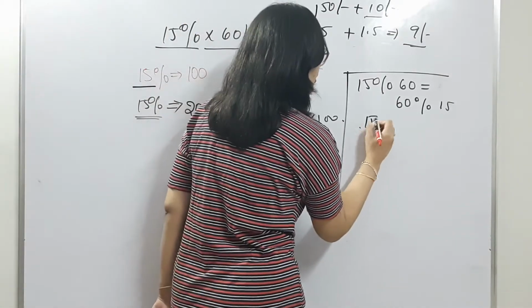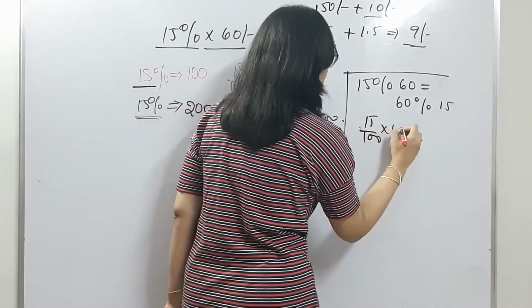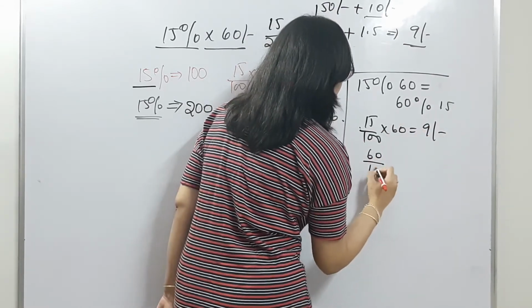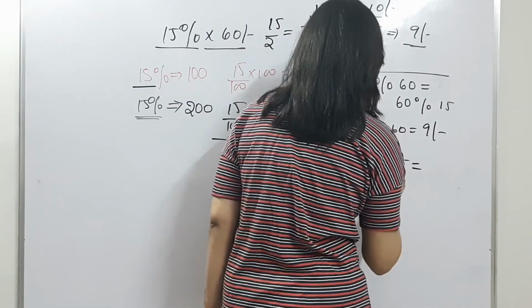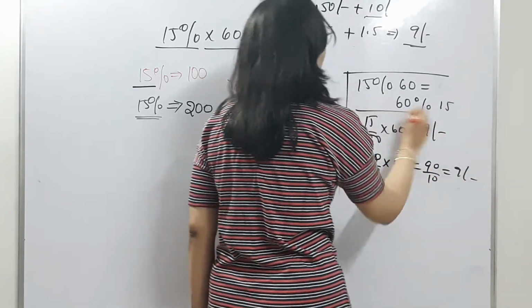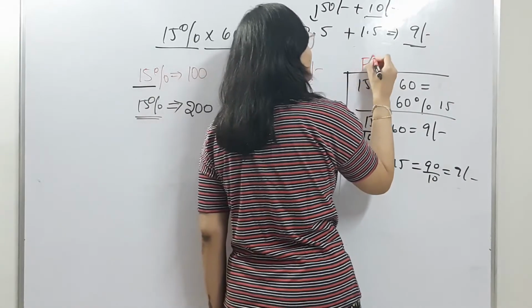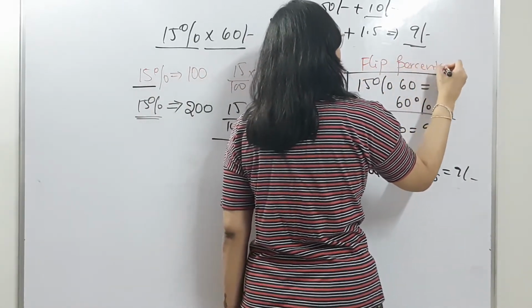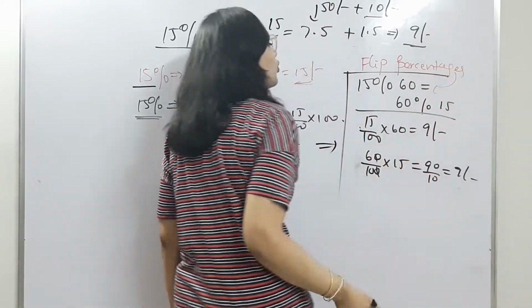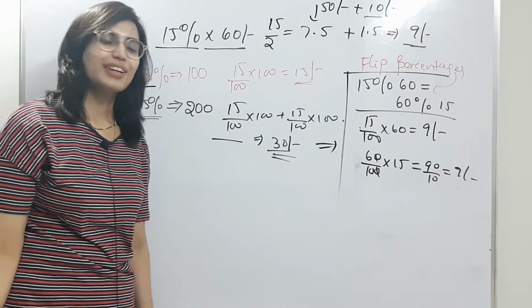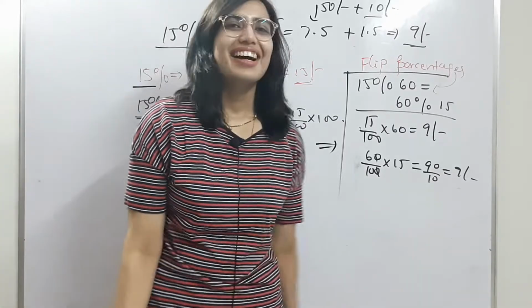Let's now prove it. 15 by 100 into 60. So we got it as 9, right? Now what is 60% of 15? Also 90 by 10, 9 rupees only. So from here we can say that even though we flip percentages, we get the same result. Whatever is easy for you, you find the percentage of that number. Okay, so this is one more technique I would like to share with you.